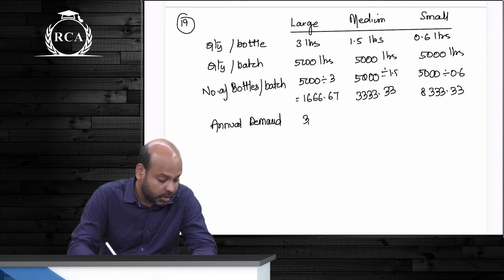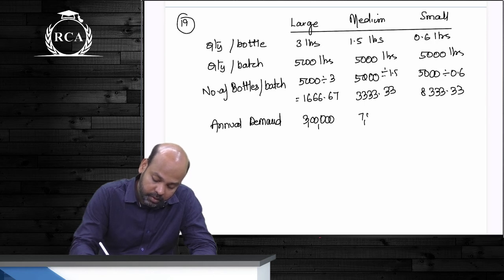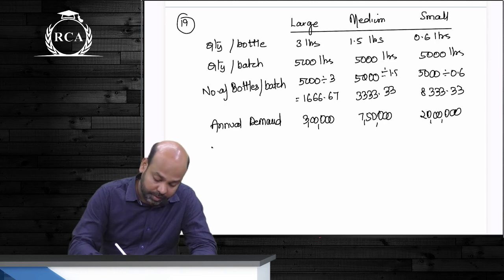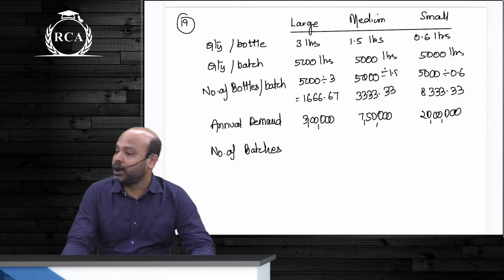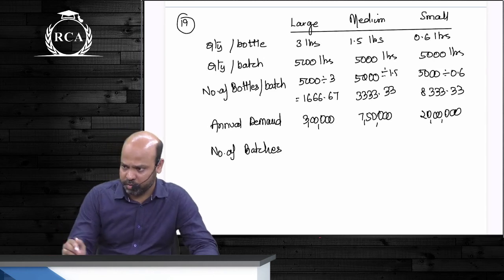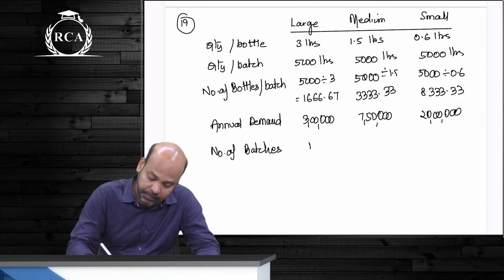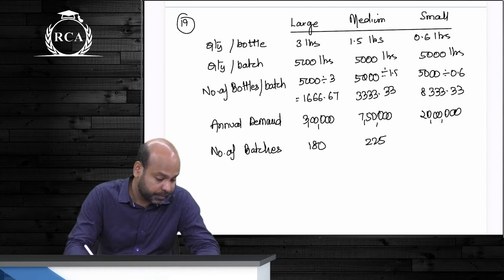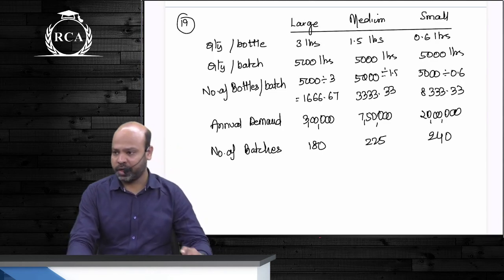What is your annual demand, beta, in terms of bottles? Large, how many, beta? 3 lakhs. Medium is? And small, beta, is? 20 lakhs. What will be the number of batches that you will be needing, guys? 3 lakhs divided by 1666.67. Round off exactly, beta, a perfect number will come now. 180 batches. Next, 225. Next, 240, guys.